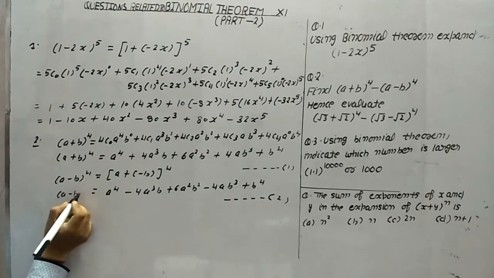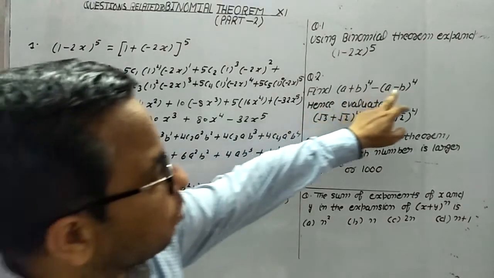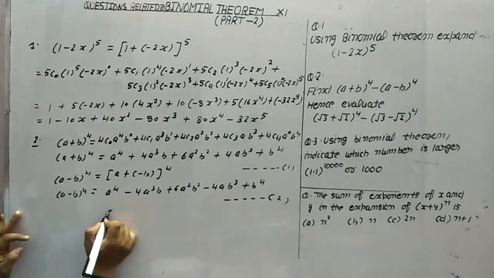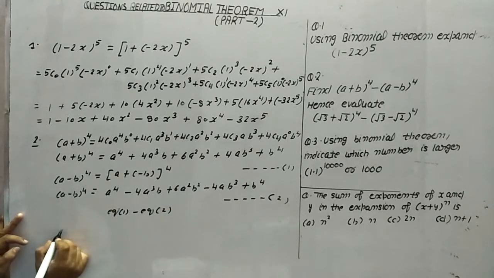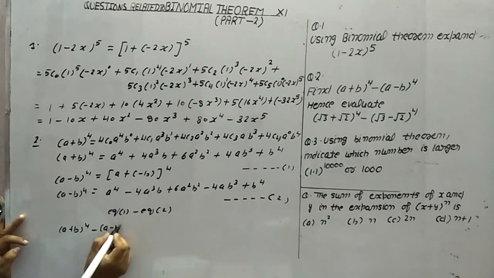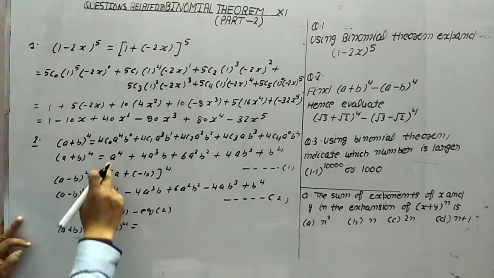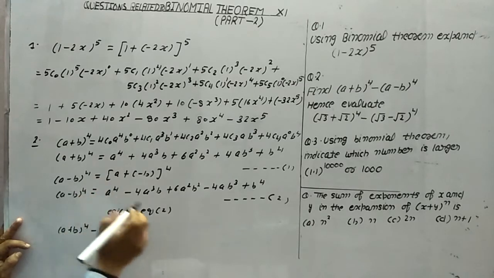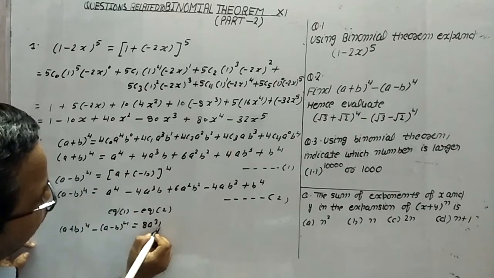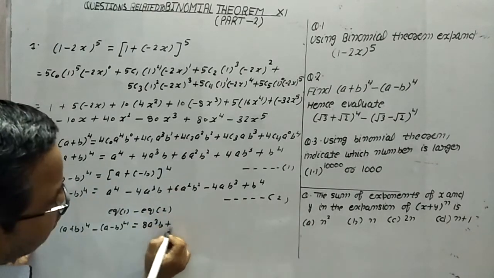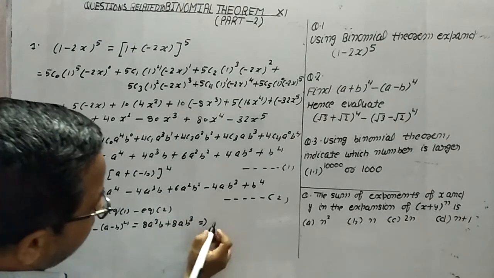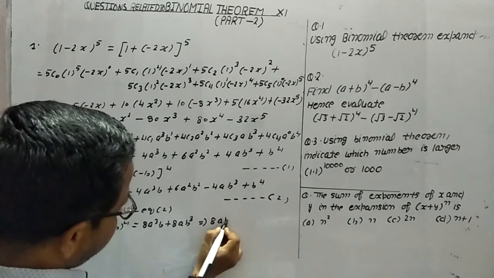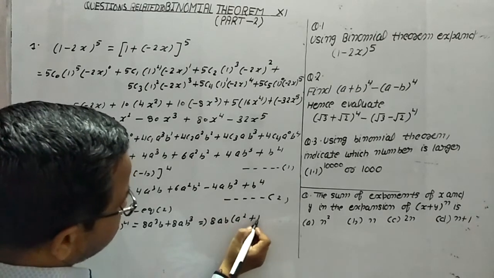Now what we are observing, we have a subtraction of this. It means you will do equation 1 minus equation 2. Once you do equation 1 minus equation 2, (a + b)⁴ minus (a − b)⁴. Now look at this thing, because of subtraction this cancels out. What will be left? 8a³b, this will also cancel out, plus 8ab³. Now you can easily take common. What is the common here? 8ab common. What is left? a² + b².